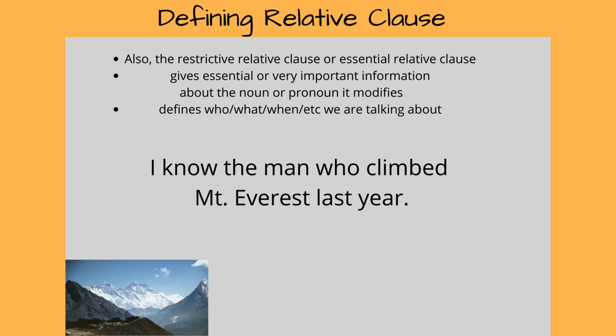Our next sentence, I know the man who climbed Mount Everest last year. Again, this sentence contains another defining relative clause. This time we use the word who as our relative pronoun because we are talking about the man. And we again are giving very important information. We are specifying which man we are talking about. The man who climbed Mount Everest. So it helps identify who we are talking about because, let's face it, not too many men have climbed Mount Everest last year. So we are narrowing it down with that defining relative clause.